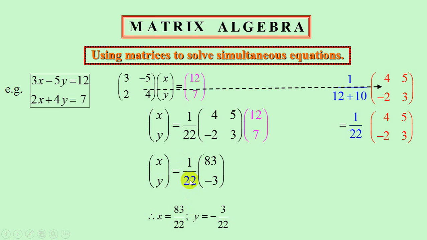1 over 22 times 83 gives 83 over 22. And 1 over 22 times minus 3 is minus 3 over 22. And so we have x, y equal to 83 over 22 and minus 3 over 22. Split them up: x is equal to 83 over 22 and y is equal to minus 3 over 22. Thank you.